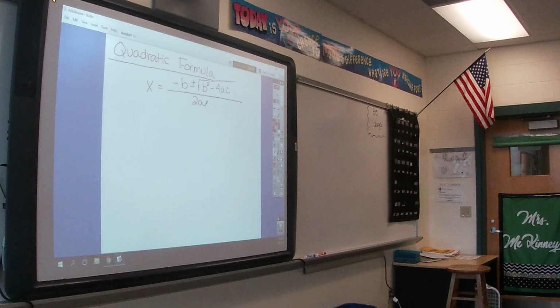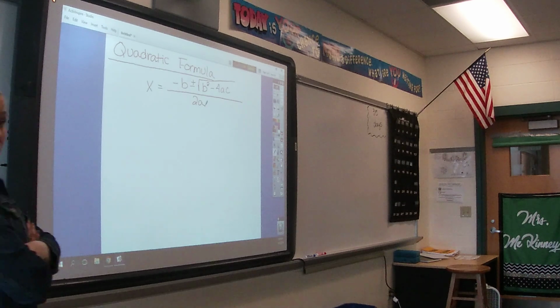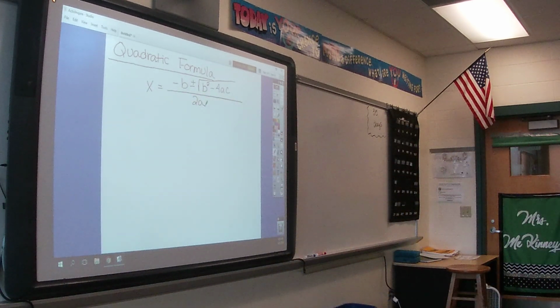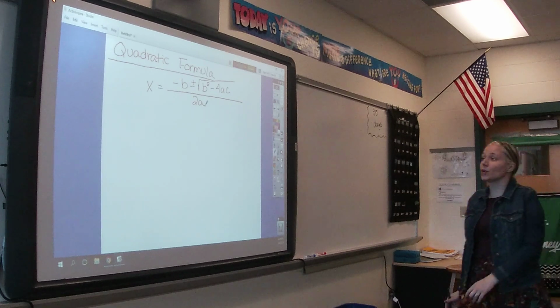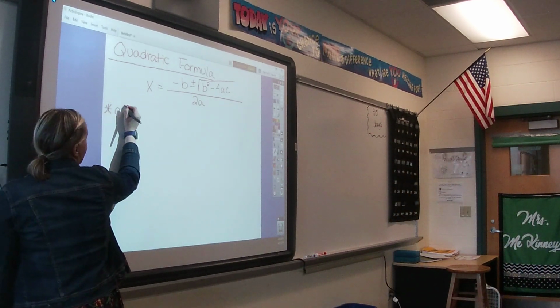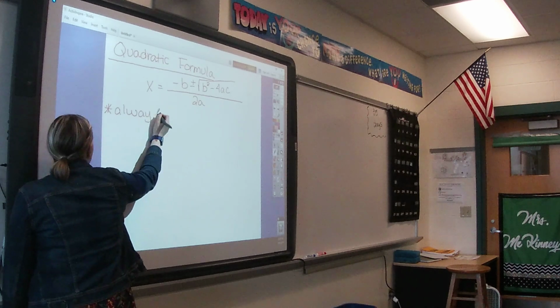Yes, Livia? Is it going to say specifically to use the quadratic formula? It will not specifically say that on your test. So I can use whatever? You can use whatever you would like to use. However, the quadratic formula is the only one that works all the time. The quadratic formula has no stipulations to it. It always works on any problem.